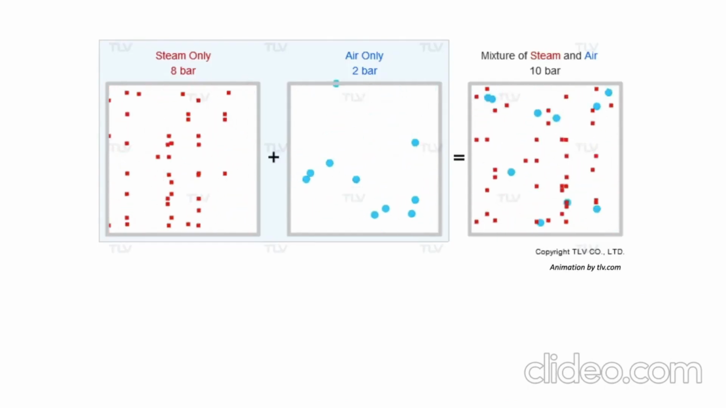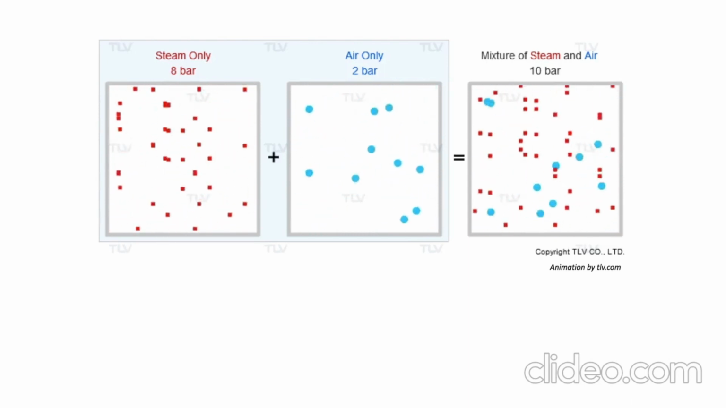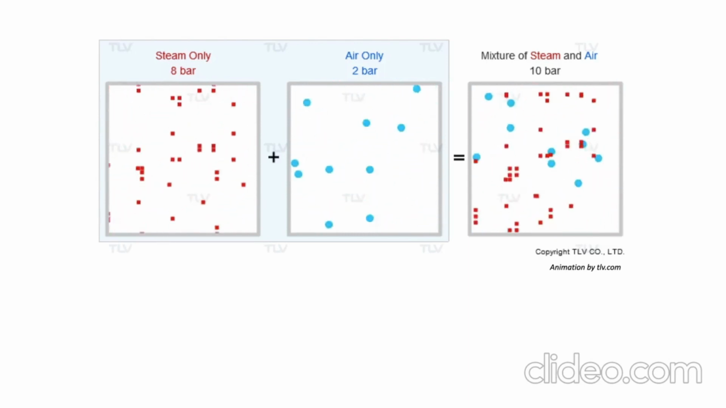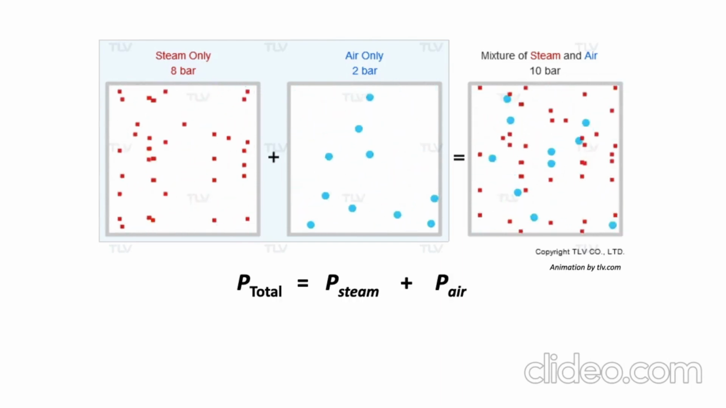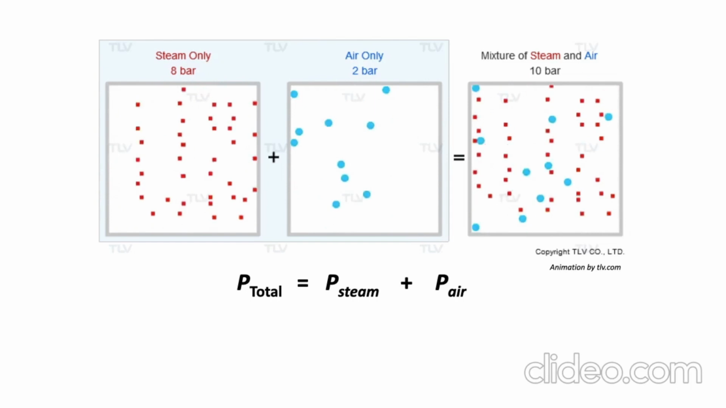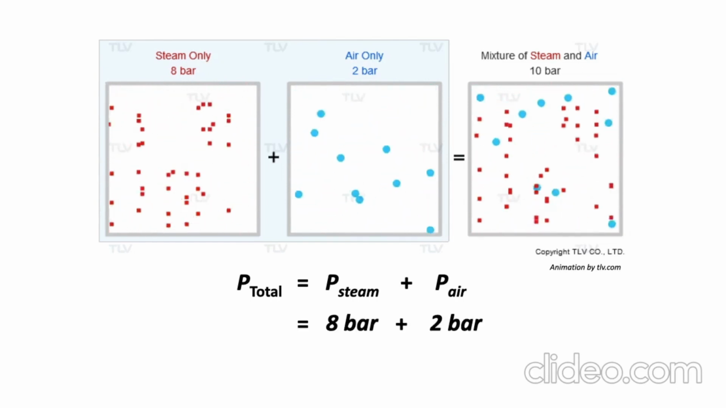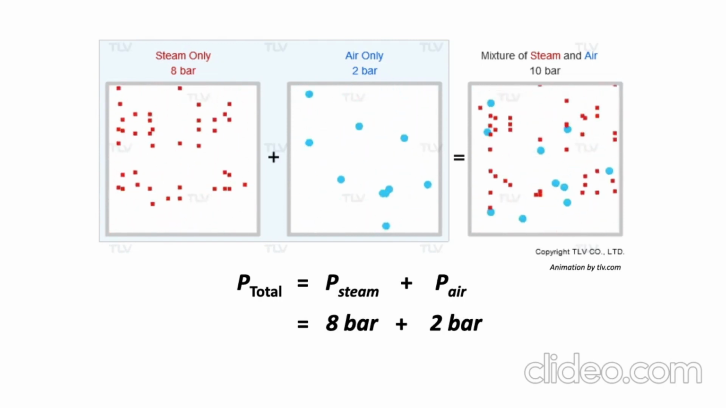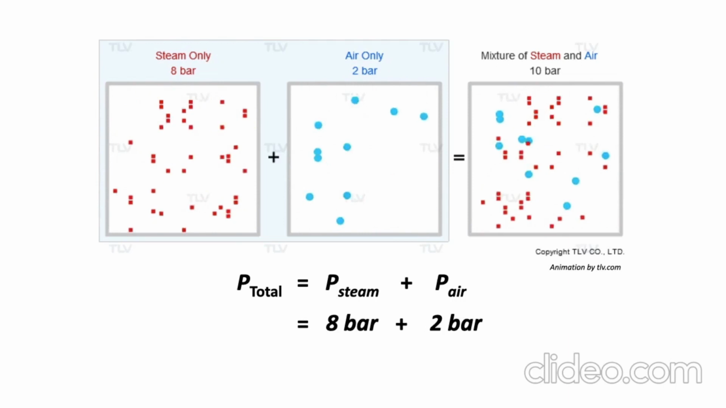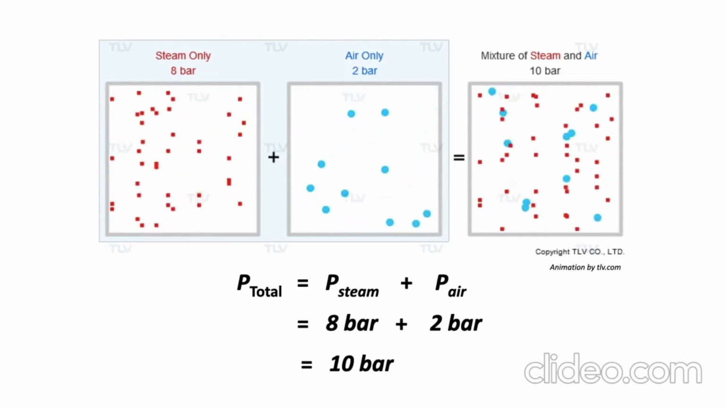This animation shows a mixture of two gases, steam and air. So P total equals P steam plus P air, where the partial pressure of the steam is 8 bar, while the partial pressure of the air is 2 bar. So the P total is 10 bar.